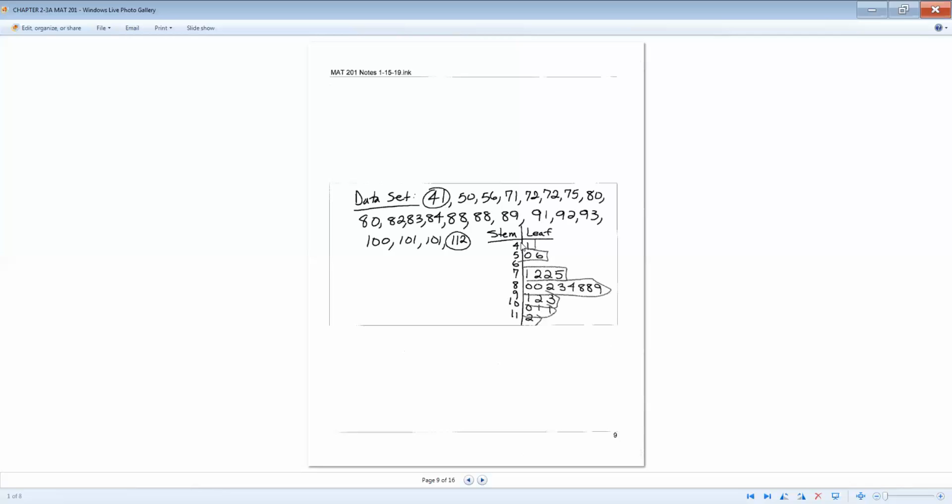So 41 would be a 4, and then a 1 is a leaf. I have 50 and 60, so I will use 0 and 6. Notice there are no 60s anywhere, so I don't put anything for that. I can't put 0 because 0 represents the number 60. 71, 72, 72 twice, and then 75, that would be 1, 2, 2, 5. And you just keep on with that same pattern, and you would create your stem and leaf plot.